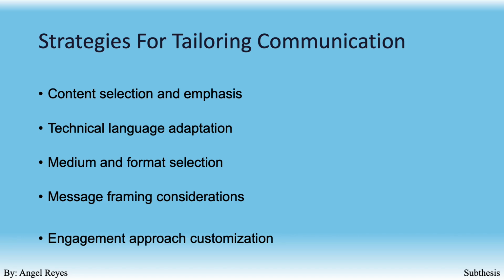Understanding audience characteristics guides multiple aspects of communication strategy. Content selection and emphasis involves highlighting different aspects of research depending on audience interests: methods and theoretical contributions for academics, practical implications for practitioners, or relevance to current issues for policymakers.